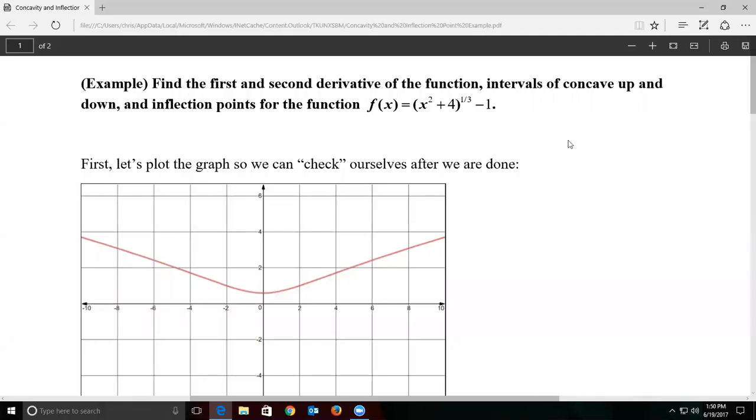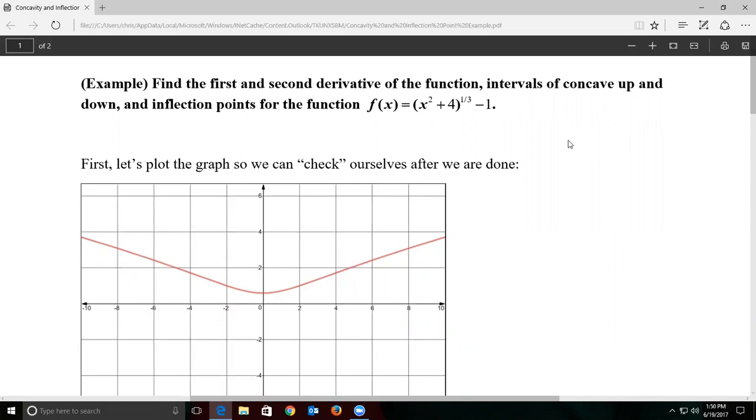Hello there. I'm going to take you through an example that uses the second derivative test. So what we're going to be doing here is looking at this function, x squared plus 4, the quantity, all to the 1/3 power, so that's the third root, minus 1. And we're going to try to find the intervals where that function is concave up and concave down.